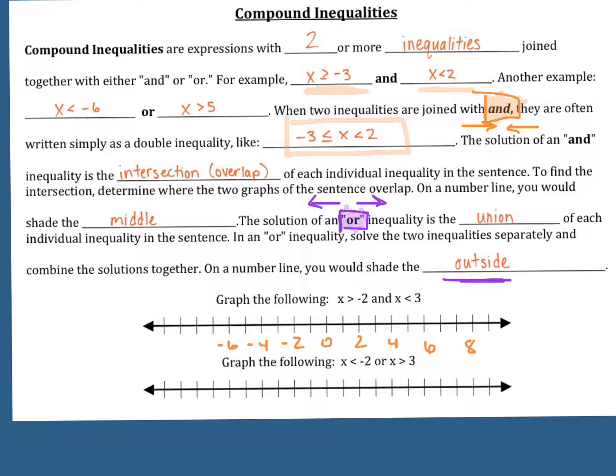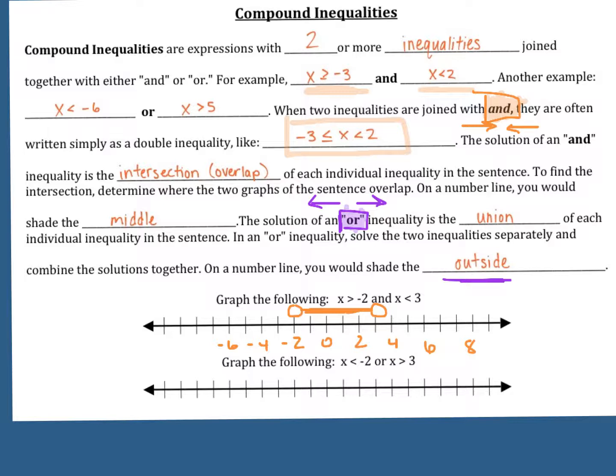So I just plot my points first, or my circles. So negative 2 and 3. You can choose to put them on the number line or above the number line. It doesn't really matter to me as long as I can read it and it's legible. So greater than negative 2 would be to the right of negative 2, but less than 3 would be to the left. So because it's an "and," that does follow the rule, and it's in between negative 2 and 3.